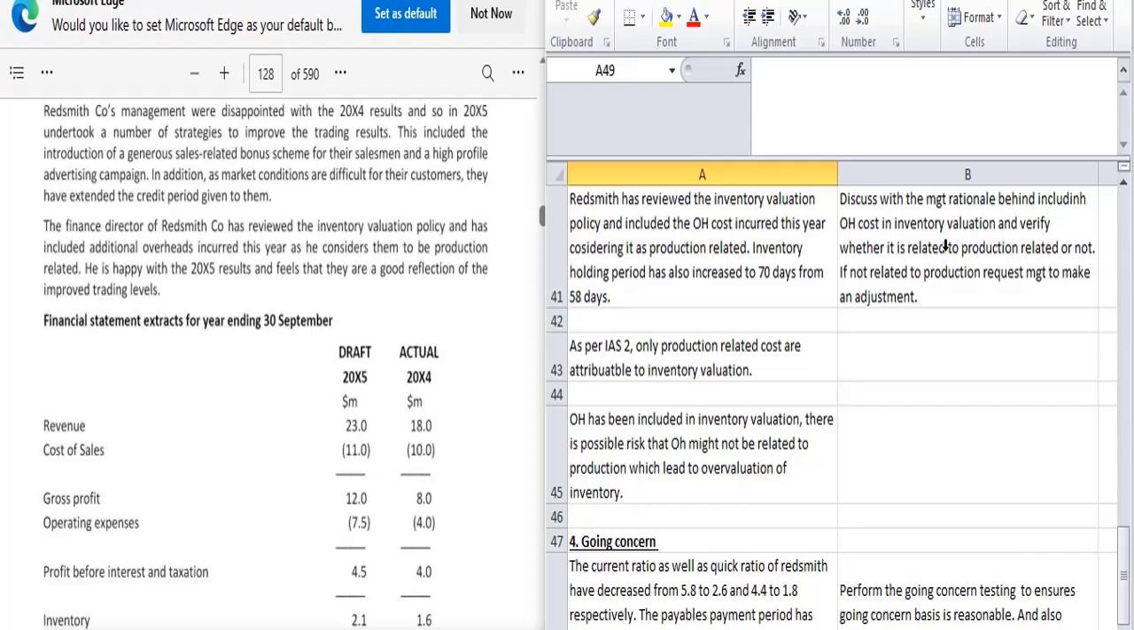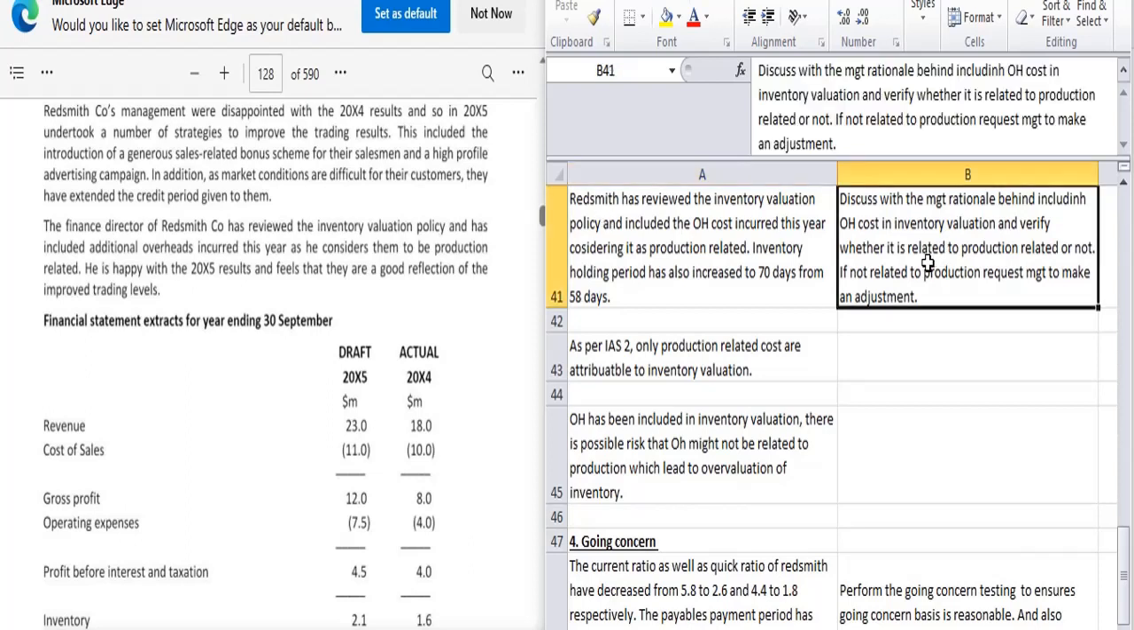Okay, now for this, discuss with the management the rationale behind including overhead cost in the inventory valuation and verify whether it is related to production or not. If not, then request management to make an adjustment. Or you can write: discuss the management rationale behind including the overhead cost and confirm its accounting treatment is in accordance with IAS 2.